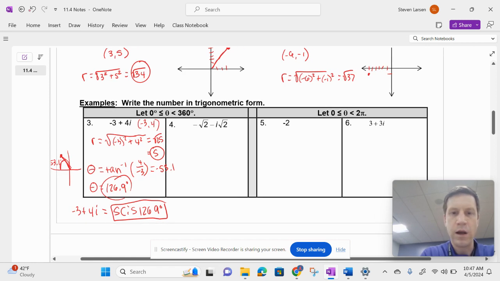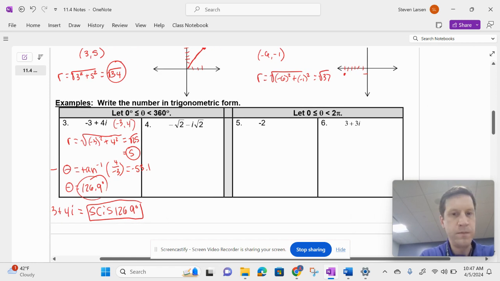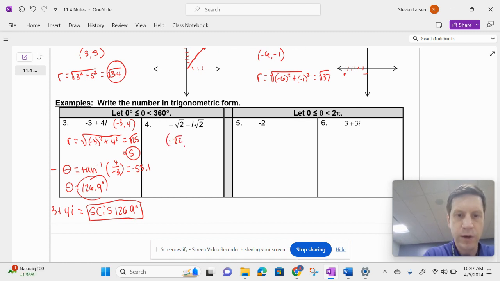All right, so you guys can try 4. Just note that this would be negative root 2 comma negative root 2. You could find r and theta. Same process. I would sketch that. That's going to be in quadrant 3 because it's negative comma negative. I do want to jump over to number 5 here.